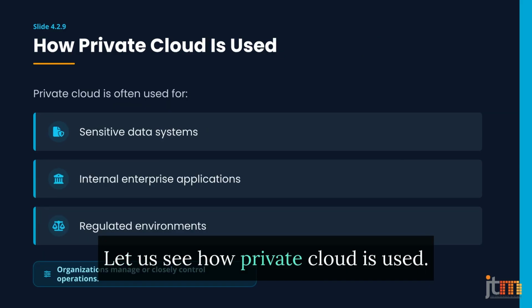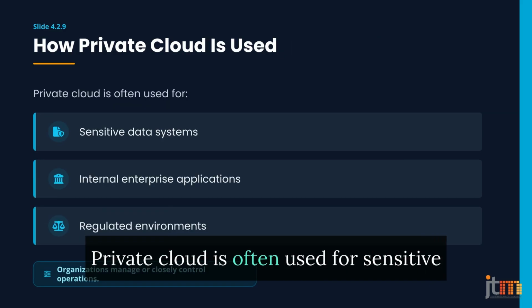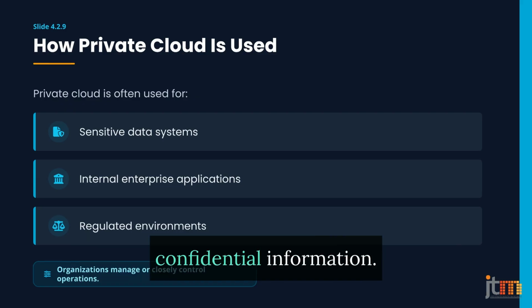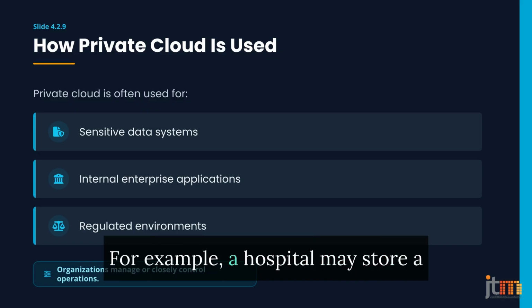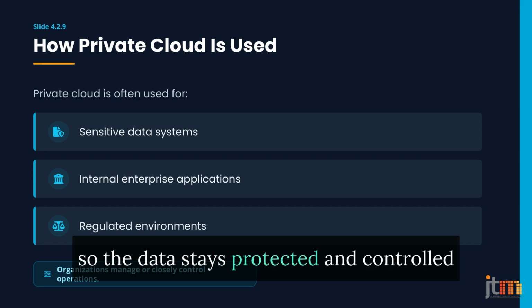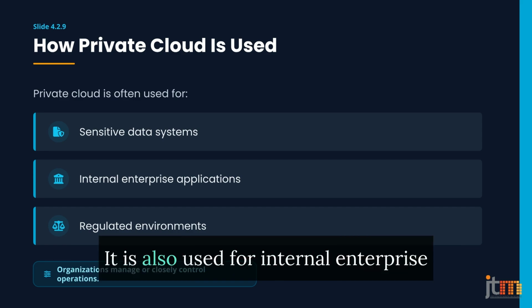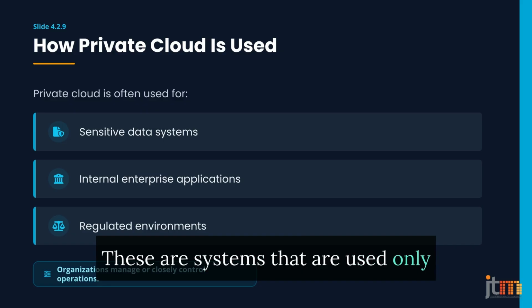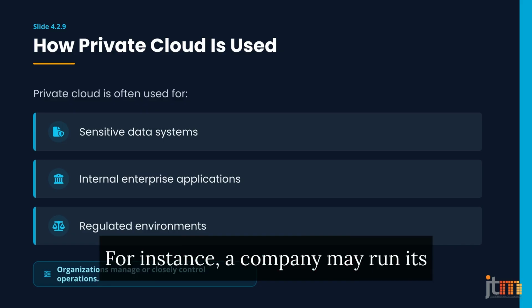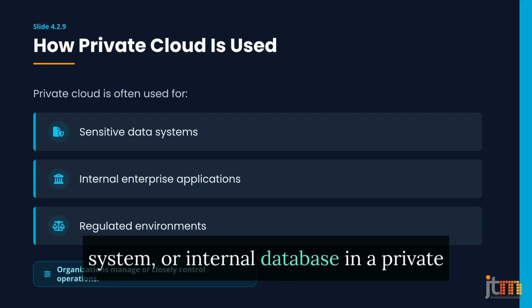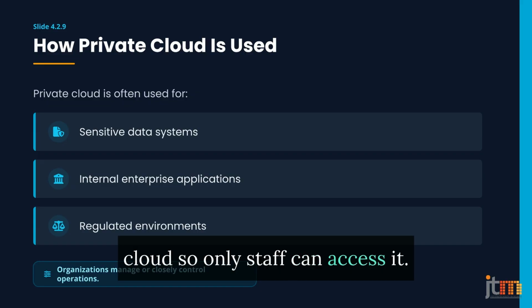Let us see how private cloud is used. Private cloud is often used for sensitive data systems. These are systems that store important or confidential information. For example, a hospital may store patient medical records in a private cloud so the data stays protected and controlled by the hospital. It is also used for internal enterprise applications. These are systems that are used only inside a company. For instance, a company may run its employee management system, payroll system, or internal database in a private cloud so only staff can access it.